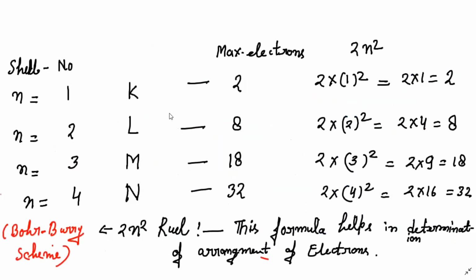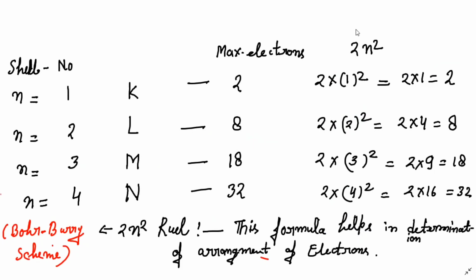This 2n square rule was made by two scientists, Bohr and Bury, and this formula helps in the determination of the arrangement of electrons. Now, how can we calculate this 2, 8, 18, 32? Come, I'll tell you.